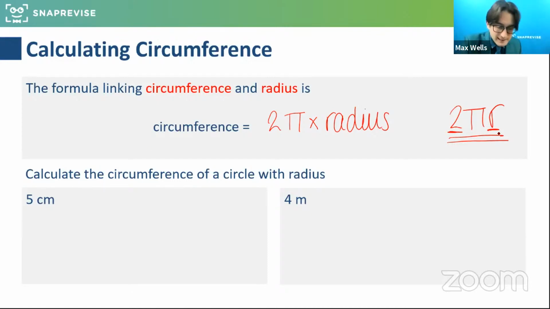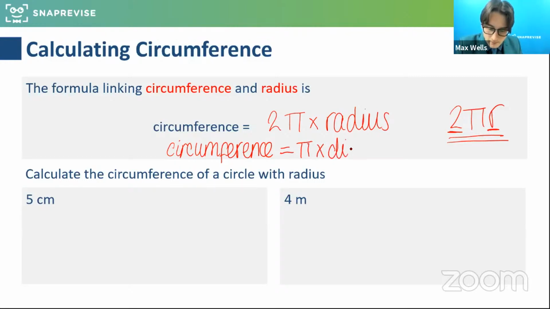So an easy formula for the circumference is that the circumference is just pi times the diameter, which we've just seen. So the circumference equals pi times the diameter. But if you're not given the diameter in the question, but you are given the radius, we can times it by 2 and then times it by pi. So here it says, calculate the circumference of a circle with radius 5 centimeters, and then a separate question, 4 meters. So let's do this.